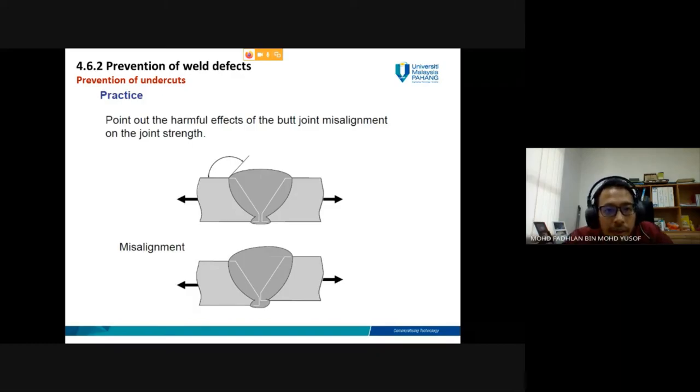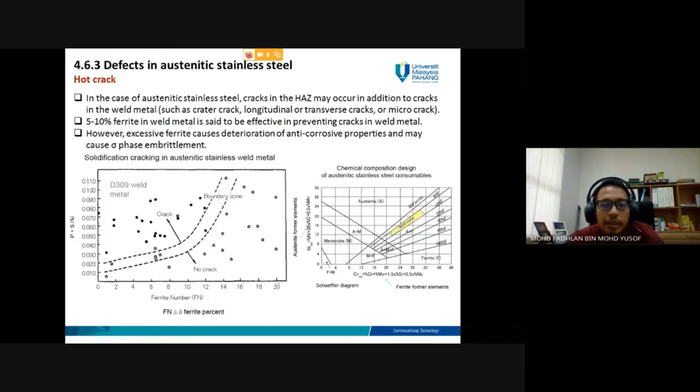Okay, so ni antara contoh-contoh lah. Kalau kita tengok sini, point out the harmful effect of the butt joint misalignment on the joint strength. Ni cara-cara untuk bagi kes yang melibatkan misalignment lah. So itu yang common defect. Common defect yang berlaku secara general dalam semua jenis logam ataupun metal lah.